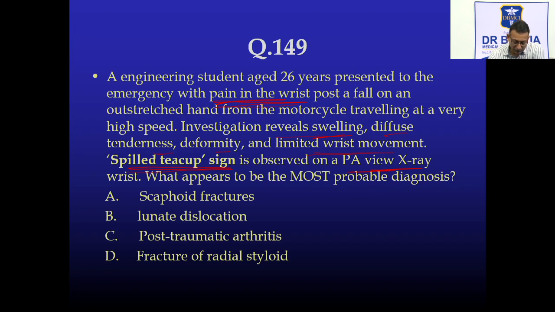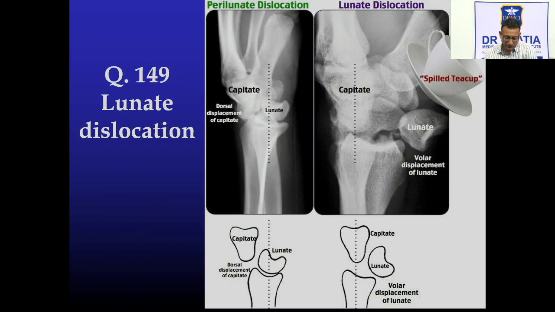So, if you see, you do not see this kind of sign in scaphoid fracture or fracture of the radial styloid. So, the answer is either lunate dislocation or post traumatic arthritis, but arthritis is not going to have this kind of feature. So, the answer to this question should be lunate dislocation. But what is spilled teacup sign? Let us have a look at this picture.